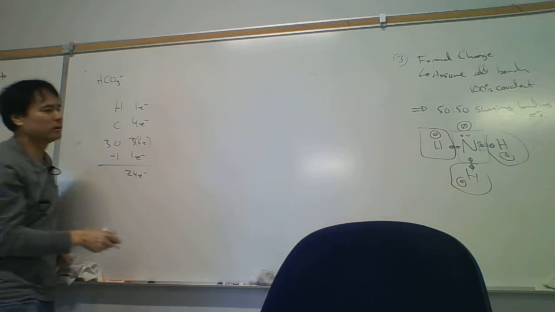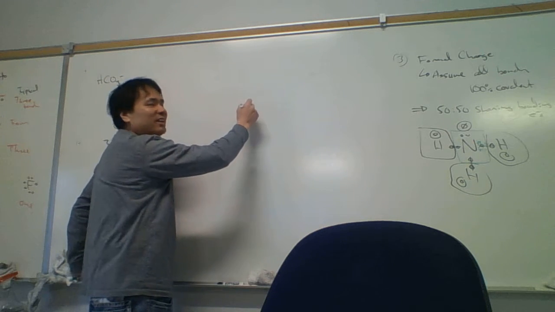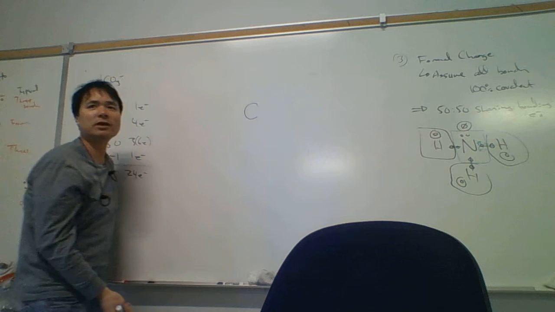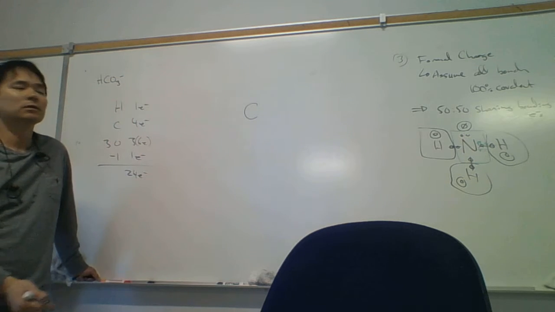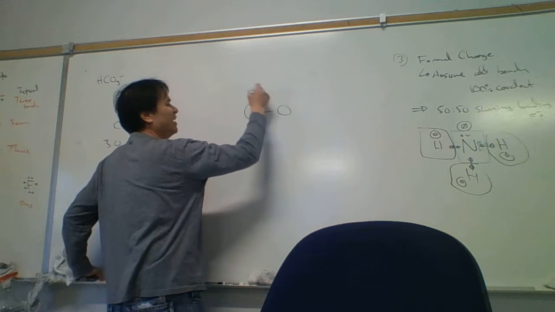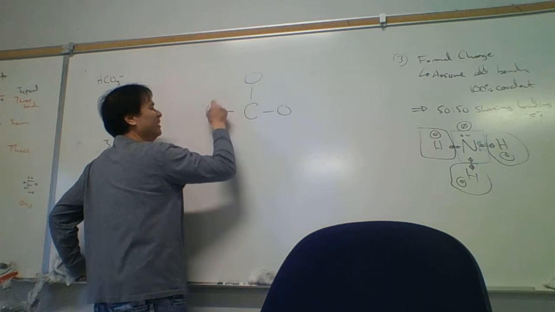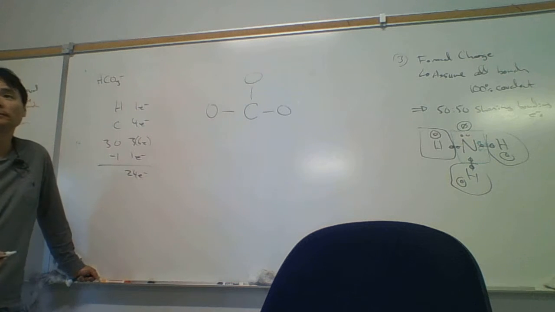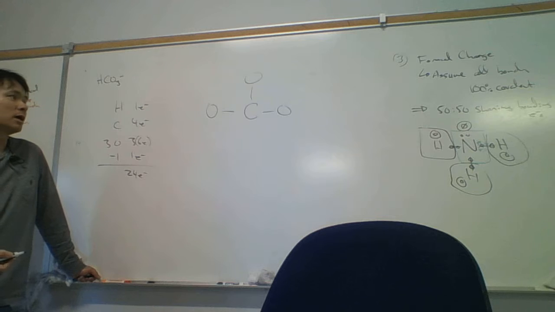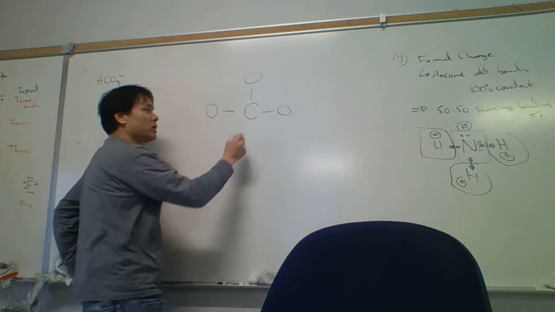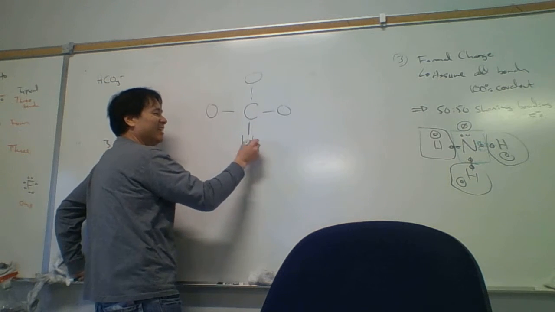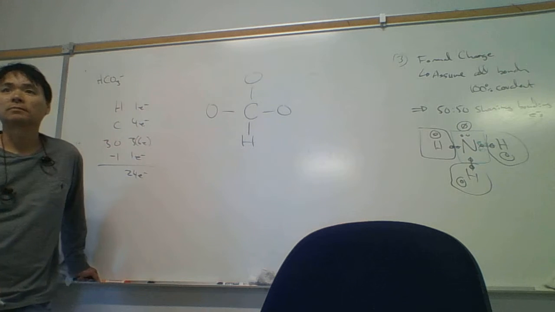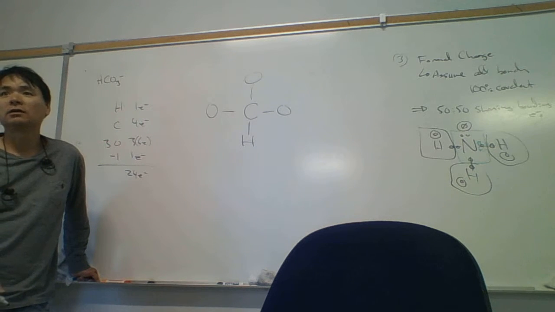Now, tell me what the structure looks like. So we'll put carbon here. What do you have attached to the carbon? Oxygens. So we'll do 3 oxygens. Yeah. Now, where did you put the hydrogen? Next to the oxygen on the right. Well, let me show you the most common mistake for bicarbonate. The most common mistake is this. They put the hydrogen on the carbon.